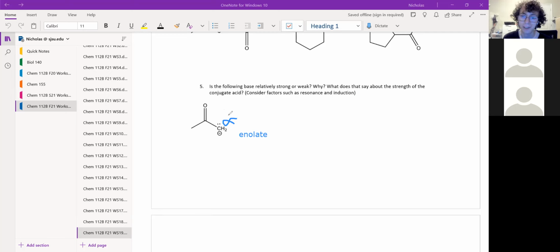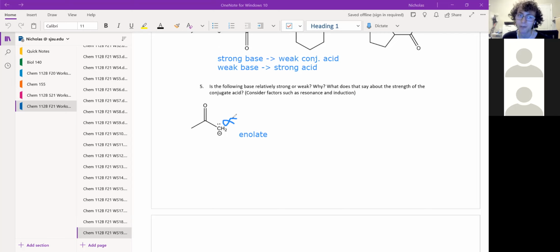And there are some ideas that you've seen in the past that you can use to explain the relative base strength of this base. And then from that, you can say something about the strength of the acid, because strong bases have weak conjugate acids and weak bases have strong acids. That's a general idea you've seen before. So yeah, we can consider things that might affect the strength of this base.